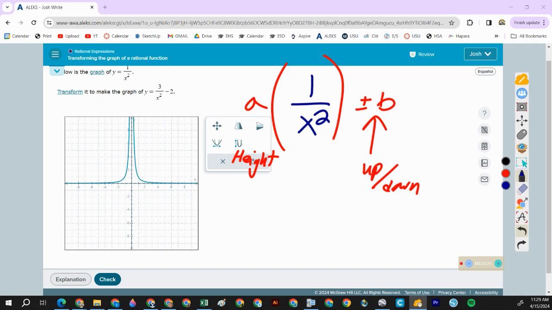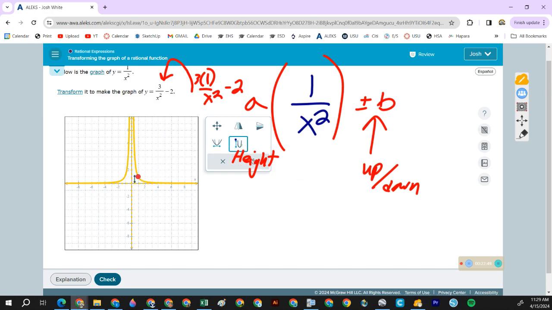Okay? So, if I take 1 over x squared, what do I need to do to it to get that? Well, I'm timesing the top by 3, and I'm subtracting 2. Okay? I think I have to do this for my computer. So I need to stretch this. I need to stretch it from 1 to 3. And I need to shift it down 1, 2.